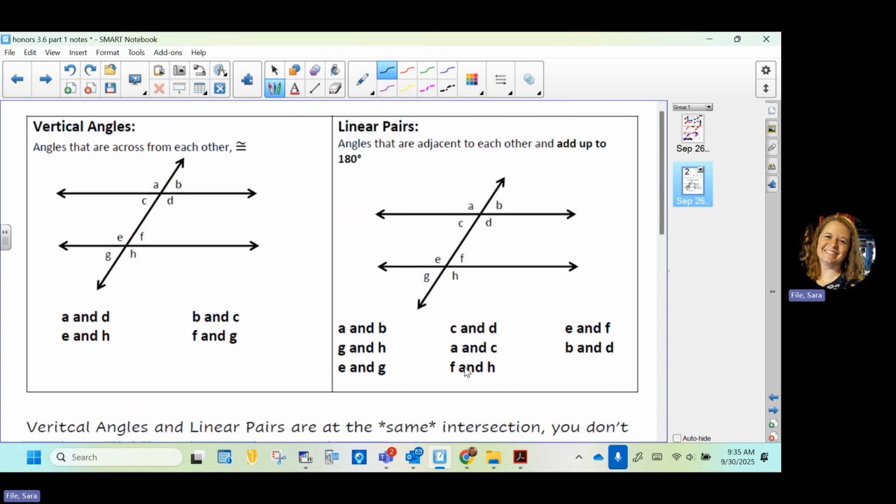Okay, so the last thing up here that we want to talk about, I referred to at the beginning, I said you don't have vertical angles and linear pairs.